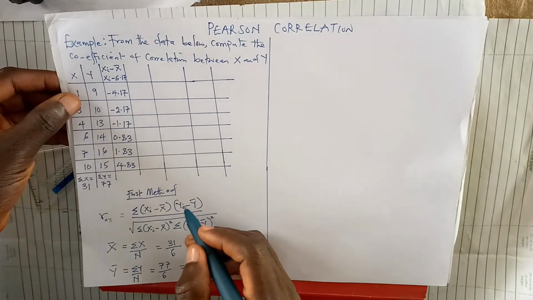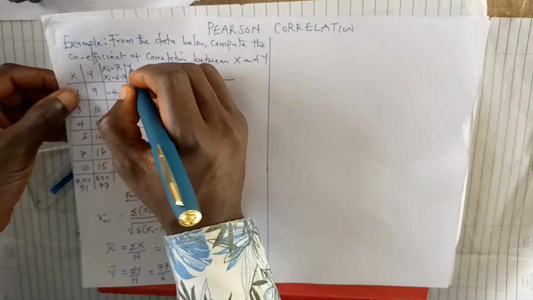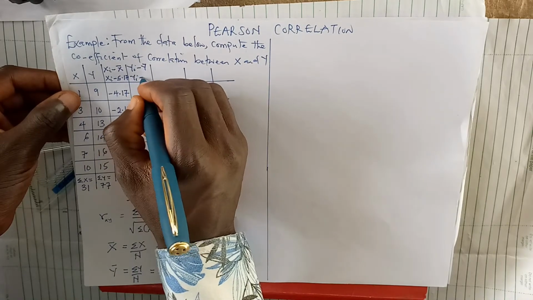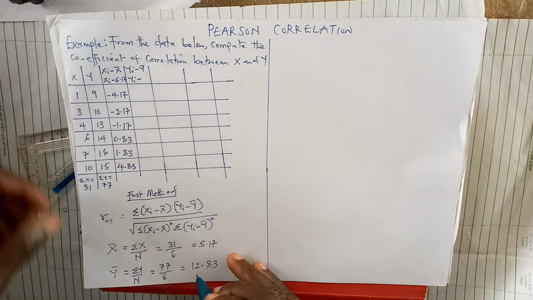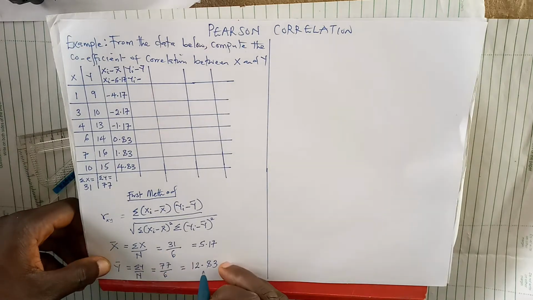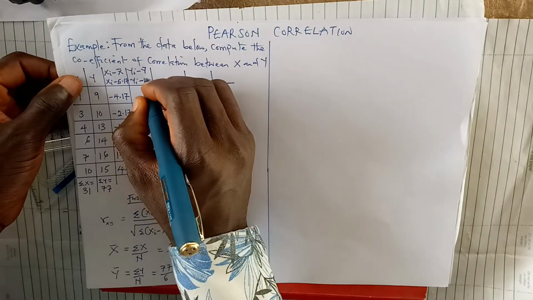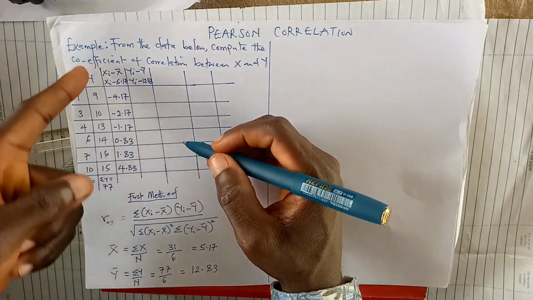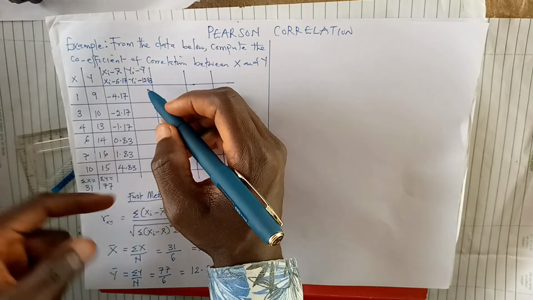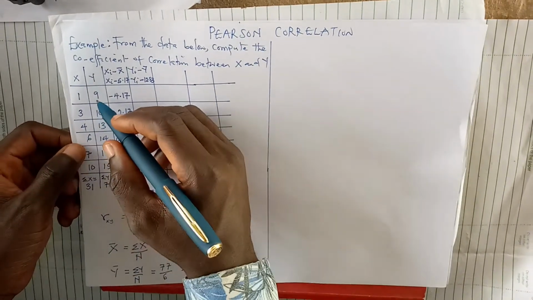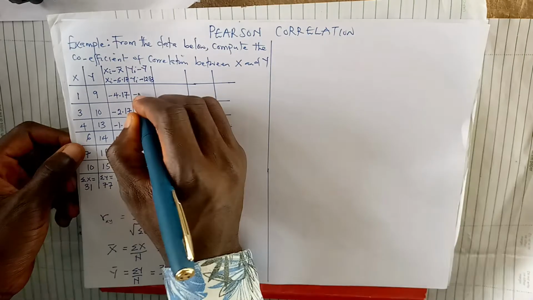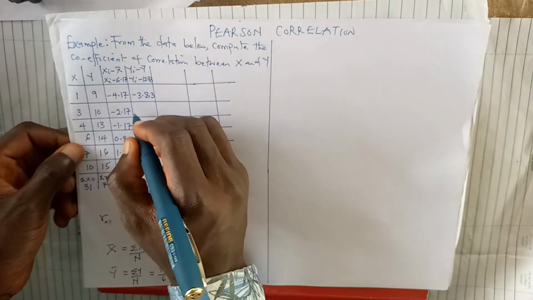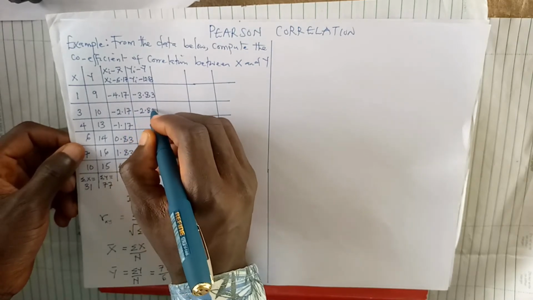Now the other part here is yi minus y bar, y subscript i minus y bar. What this means is that y subscript i minus the value of the mean of y, which is 12.83. So that's going to be minus 12.83. We'll subtract 12.83 from each value of y in this column, and definitely that will give us 9 minus 12.83, which is minus 3.83. 10 minus 12.83, we have minus 2.83.